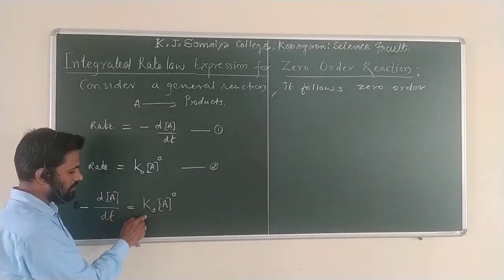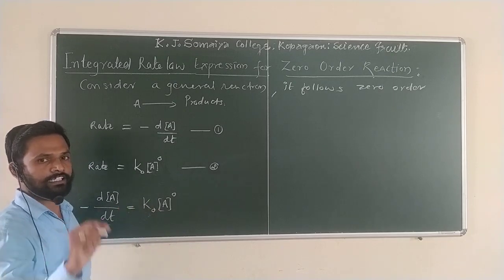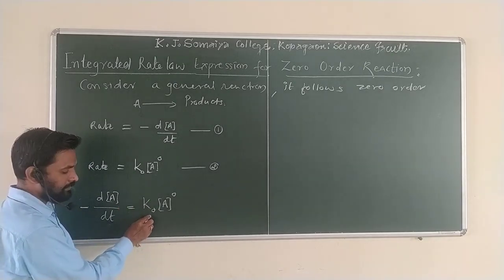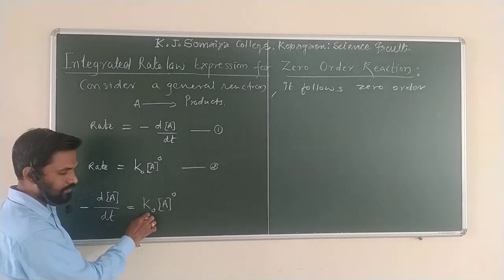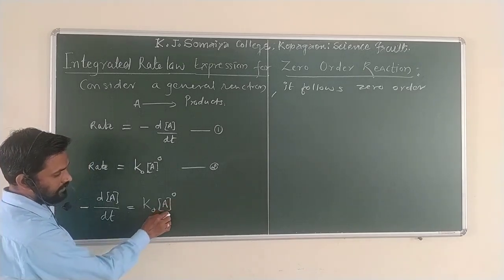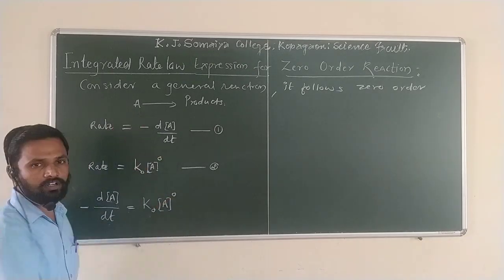Again I will repeat, what is K0? K0 is the rate constant for zero order reaction. Here it is for our convenience; I am writing the 0, and 0 indicates the rate constant for zero order reaction. Here what is the power of the concentration? The power of the concentration is 0. Why is it 0? Because it follows the zero order reaction.